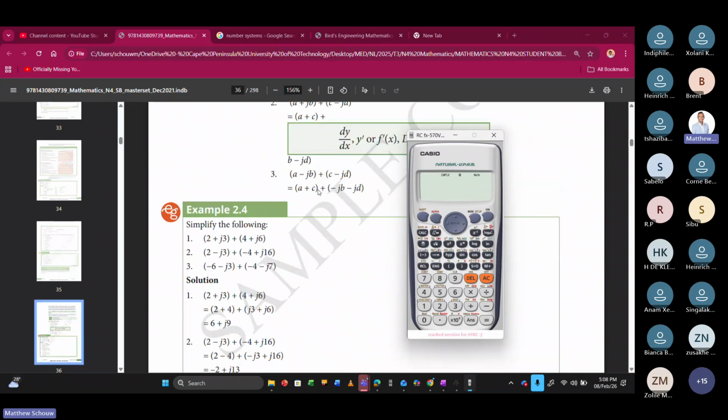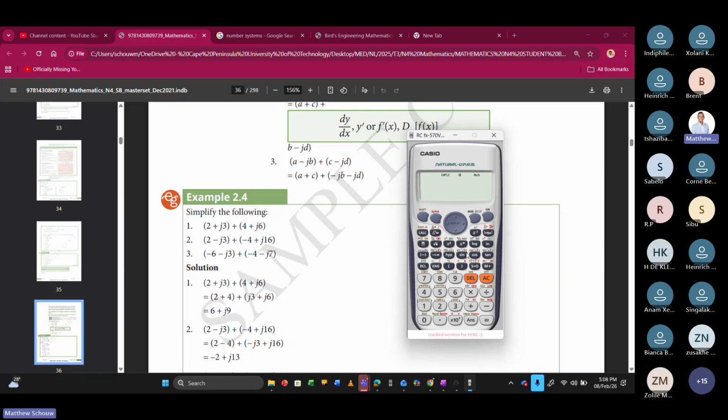Okay, cool. Let me add the number 1. I'll open a bracket, I'll say 2 plus 3. And instead of a J, we have an I now. We just press the I. Always make sure the I is after the number. Repeat that: make sure the I is after the number. Plus 4 plus 6I. Close the bracket and equal. 6 plus 9I. Well done. Very simple, right?